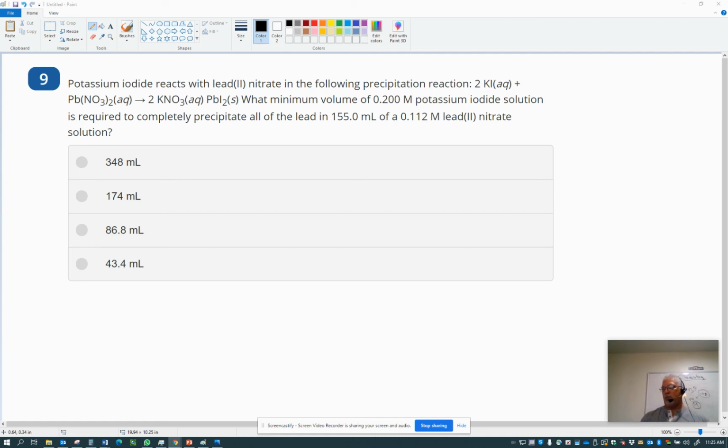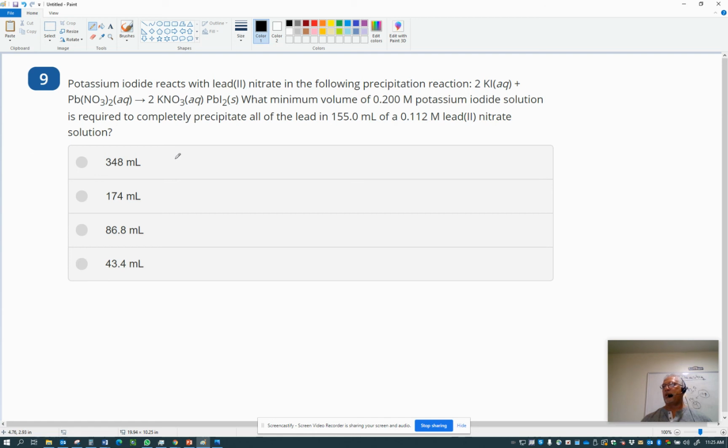Let's start by rewriting the equation. They say in the problem, potassium iodide reacts with lead nitrate in the following precipitation reaction. What is the minimum volume of 0.2 molar potassium iodide solution required to completely precipitate all the lead in 155 milliliter of 1.12 molar lead nitrate? There is a lot of work on the problem, but I will try to simplify as much as I can.